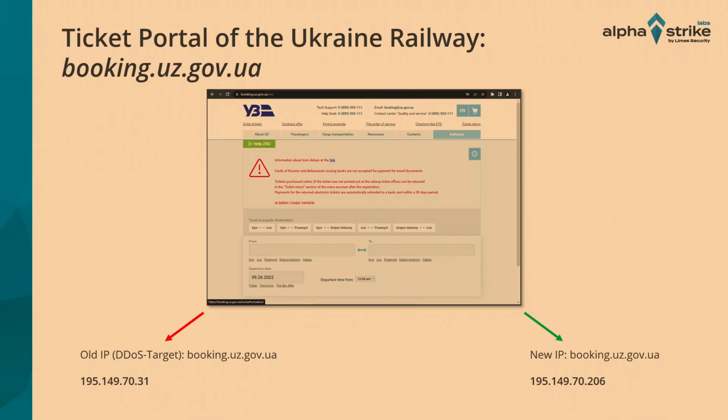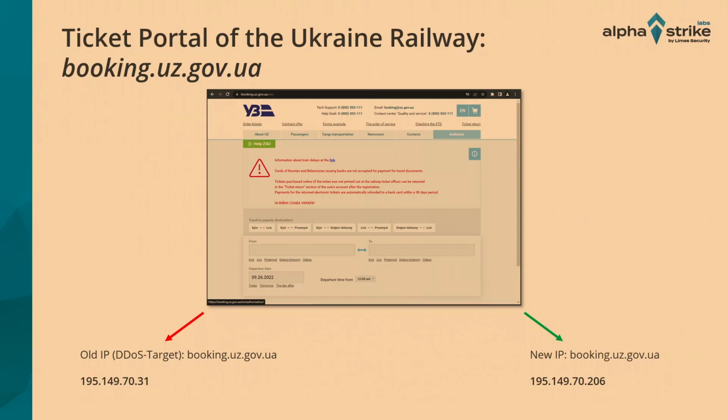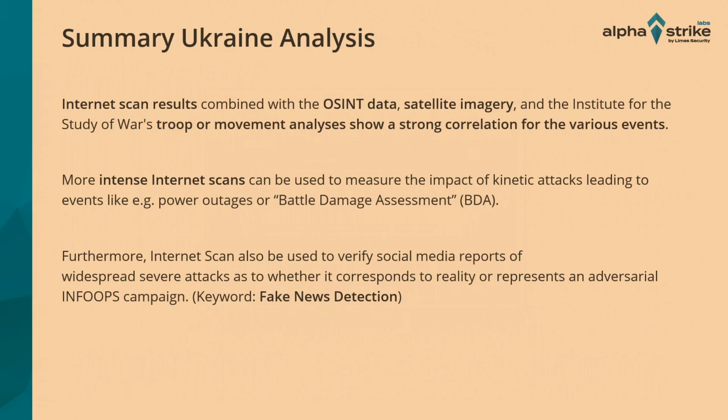So the second attack we have investigated, at the beginning of June and the beginning of July, was booking.gov.ua. This is a portal where you can book your train tickets and travel around Ukraine, which is also important for troop movements, because the Russian soldiers also move by train, of course, when they go home for some stuff and so on. And so we can also see they attacked the presidential website and also the critical infrastructure, the train system, the booking system.